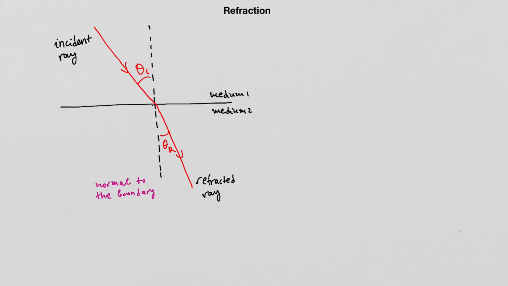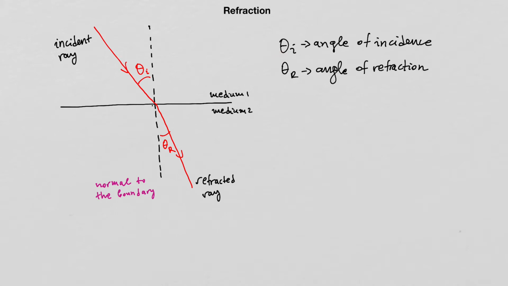The incident light ray makes an angle theta I, which is the angle of incidence, with the normal to the boundary. And when the ray passes into the second medium, it is going to travel along a different direction, which means that it will make a different angle with the normal. And this angle I will call theta r, or angle of refraction. So theta I is the angle of incidence, and theta r is the angle of refraction. When light rays enter another medium, they change direction.